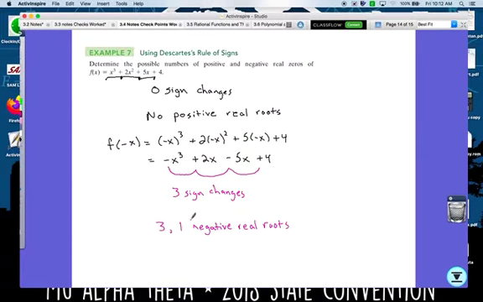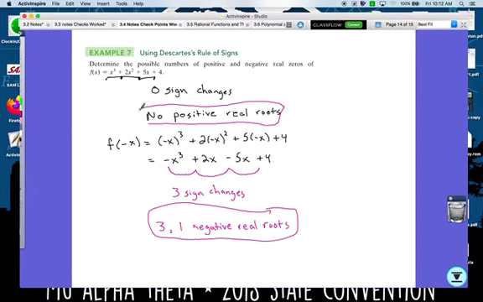So all our answers are either going to be negative or they're going to be imaginary on this one. So no positive zeros or no positive roots, and then either 3 or 1 negative. Those are the answers.